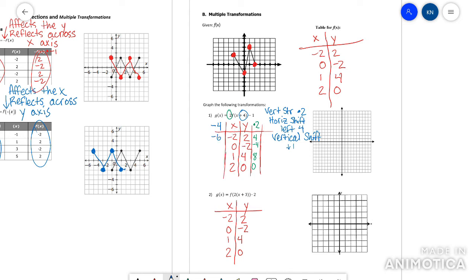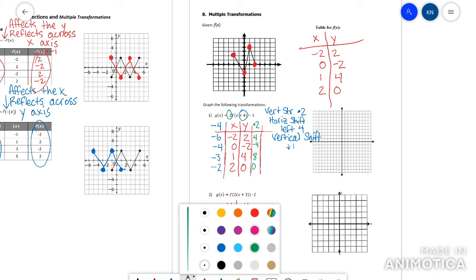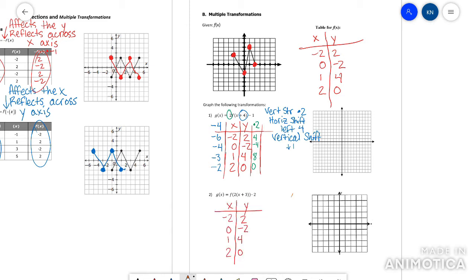And then last but not least, sorry, I'm trying to pick a good color for you. Sure, orange. Last but not least is this transformation here, this -1, that's a vertical shift down 1. It's outside, so it affects the y. So it's going to go on this side in my table. So I'm going to do a -1. Since it's affecting the y, it tells the truth, so just do what it says. So I'm going to take these coordinates and I'm going to subtract 1.